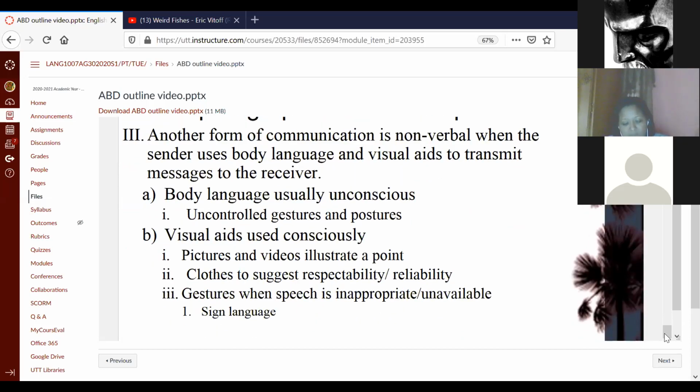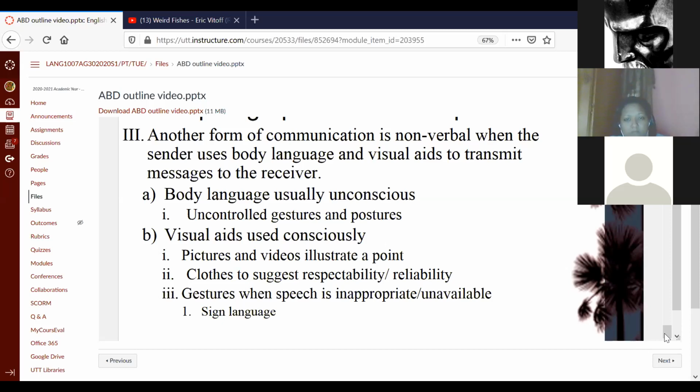And then the third body paragraph would look at the third division in communication. So another form of communication is nonverbal, when the sender uses body language and visual aids to transmit messages to the receiver. So I'm now explaining a third way of communicating. And I'm stressing as I go along that communication is sending a message from a sender to a receiver.